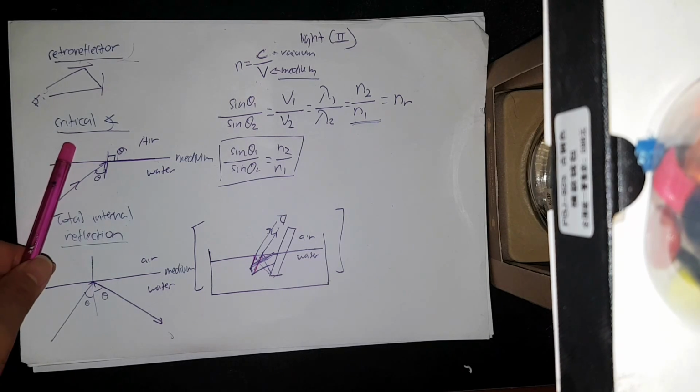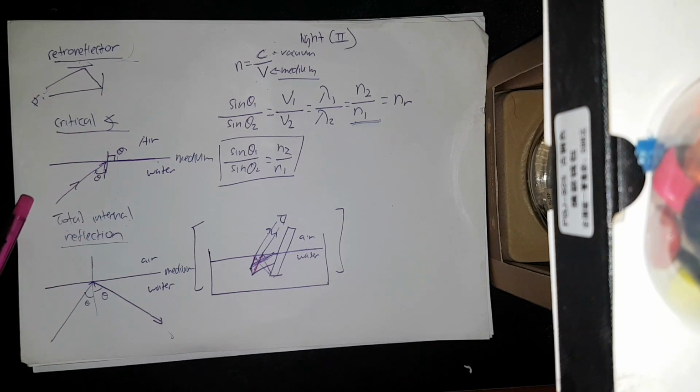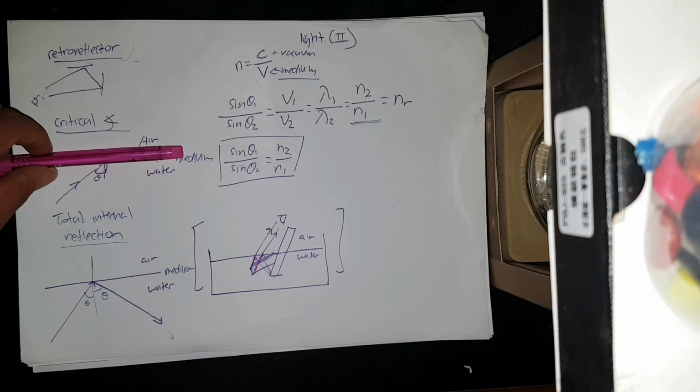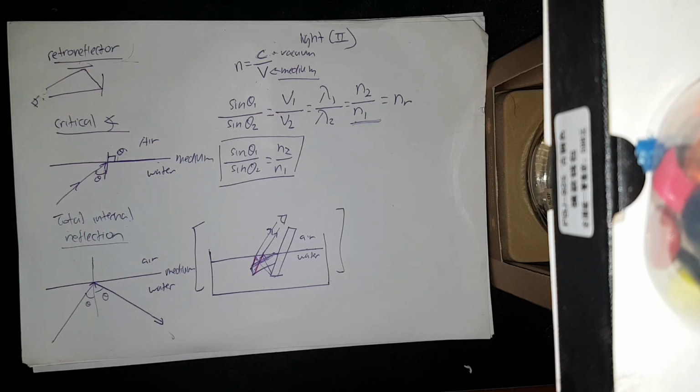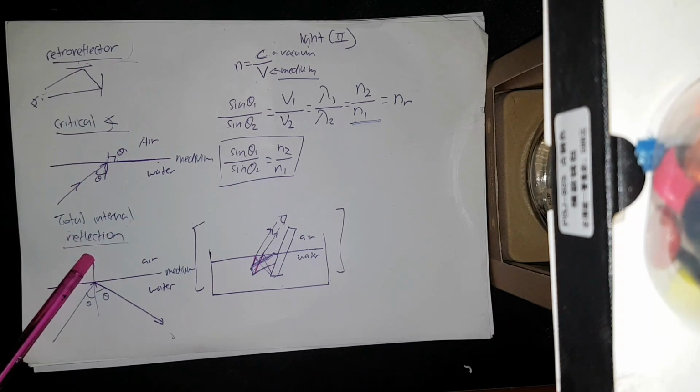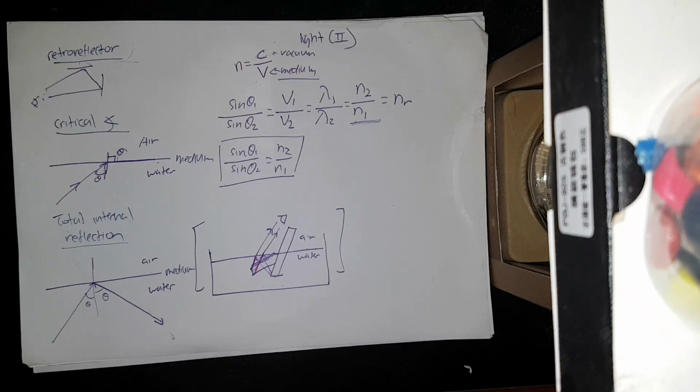The second term is critical angle, where the light will hit the medium and form a refracted ray of 90° with the normal. The third term is total internal reflection, which is just like a normal reflected ray, where you hit the medium and the light bounces off the medium. One example you can see here is air and water, where the light didn't travel past the medium but got bounced off the medium.